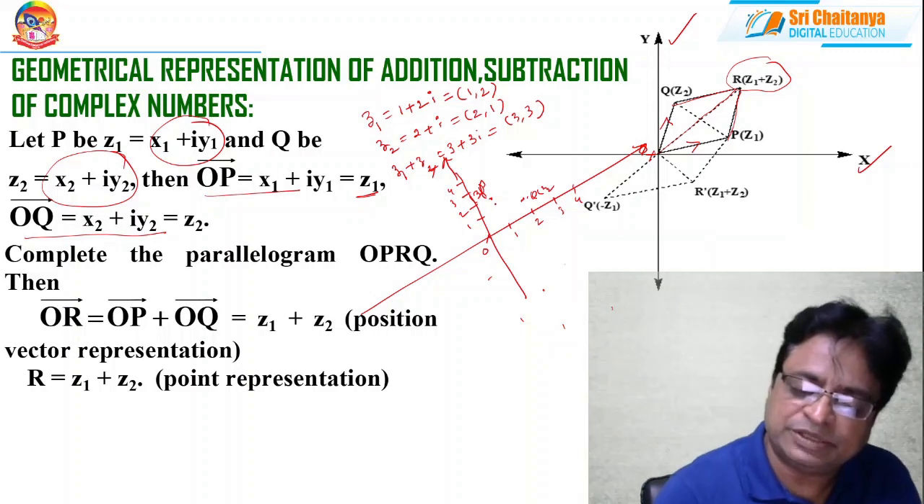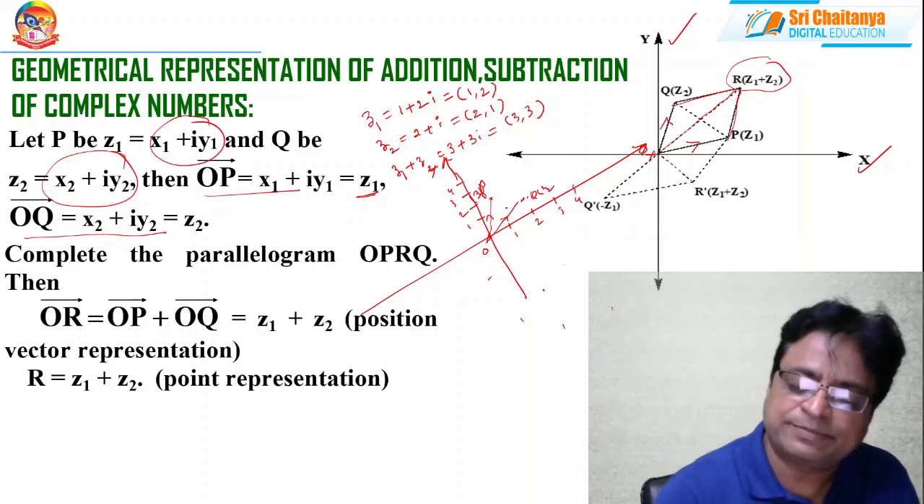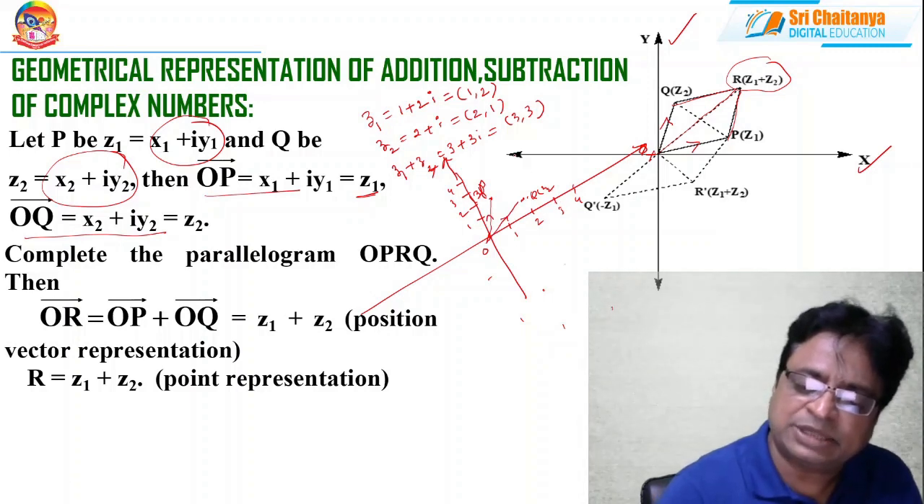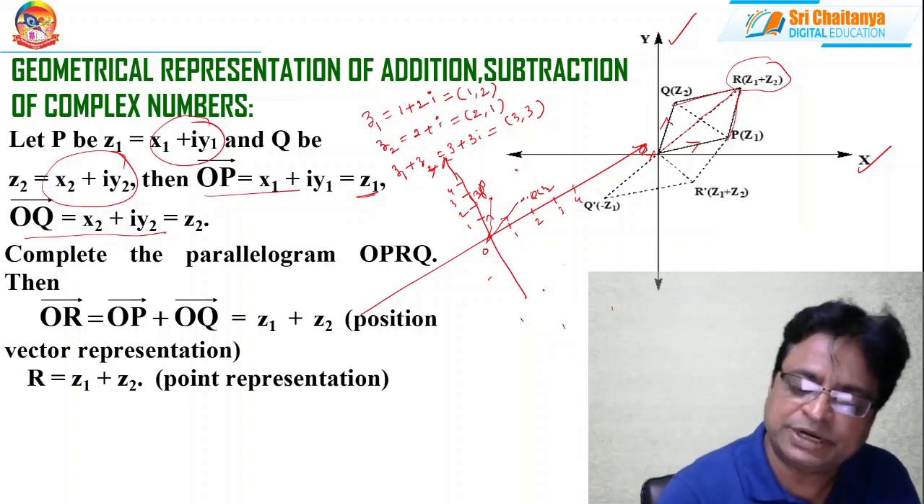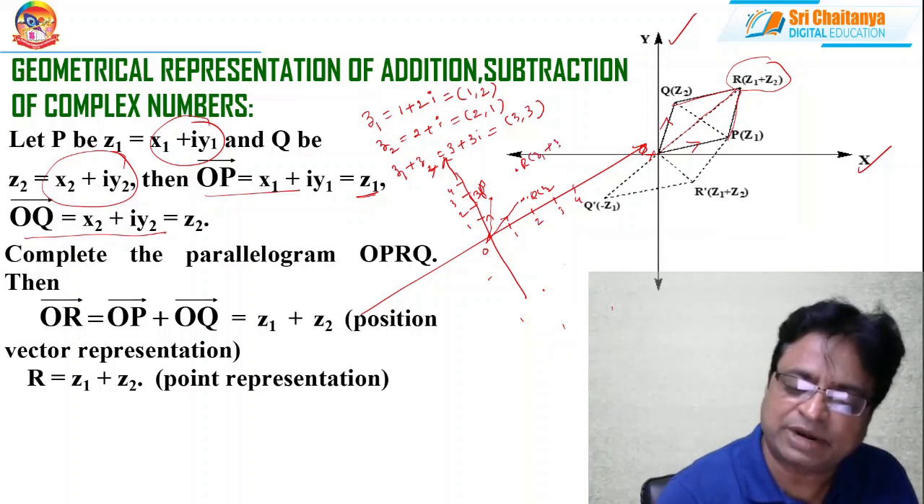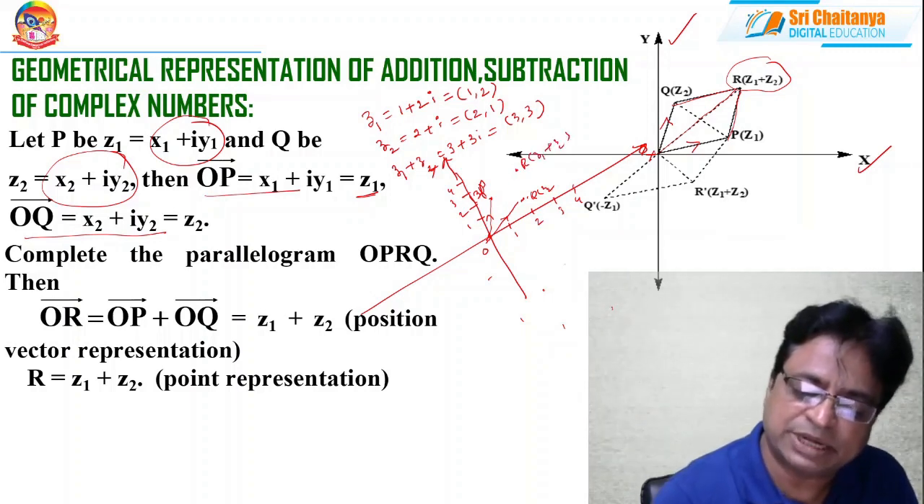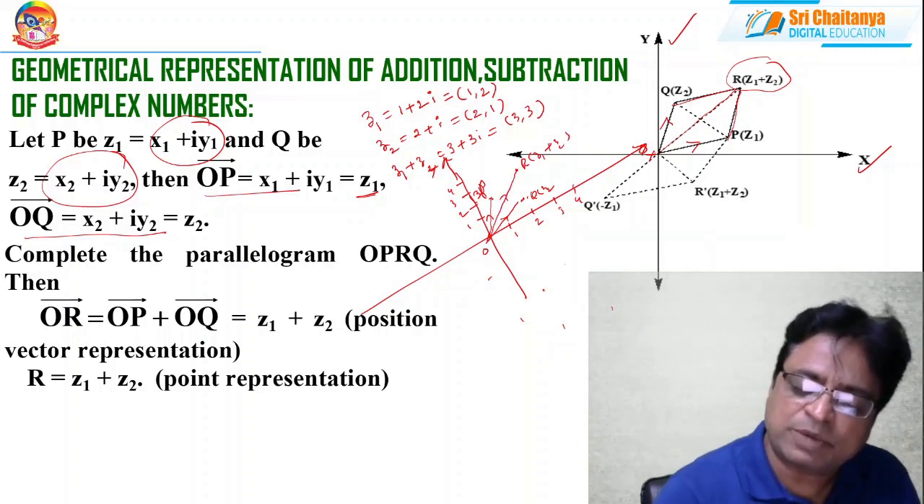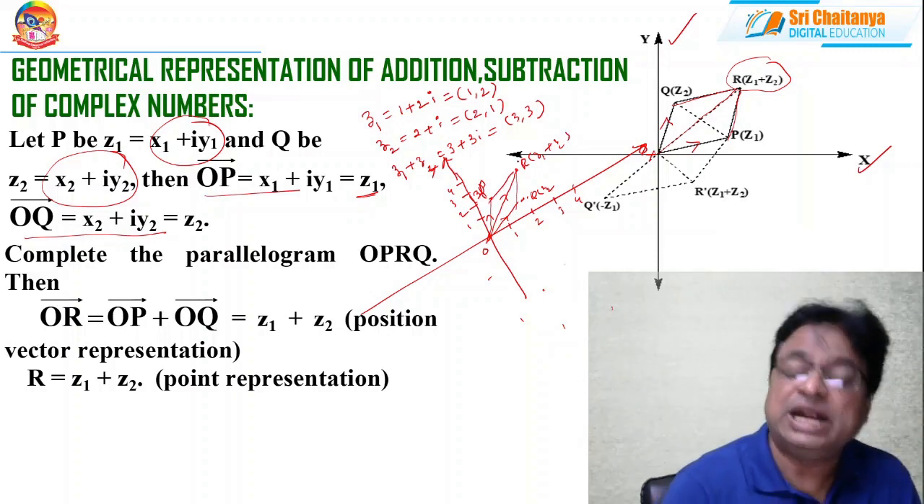So this is OP bar, and OQ bar is this one. Then 3 comma 3 is the point situated here. This is R, which is Z3 or Z1 plus Z2, which I can write as 3 comma 3. You join OR bar. Then this OR bar is nothing but the diagonal of the parallelogram in which OP bar and OQ bar are adjacent sides.